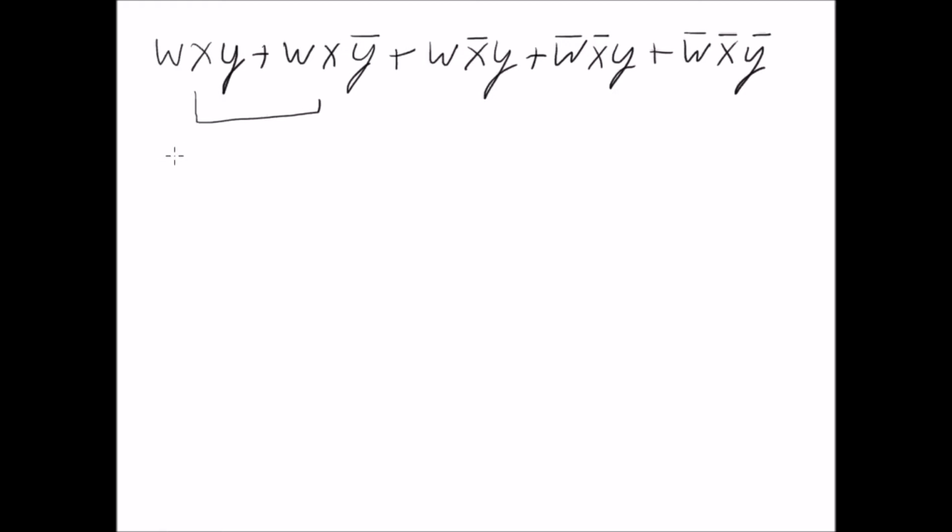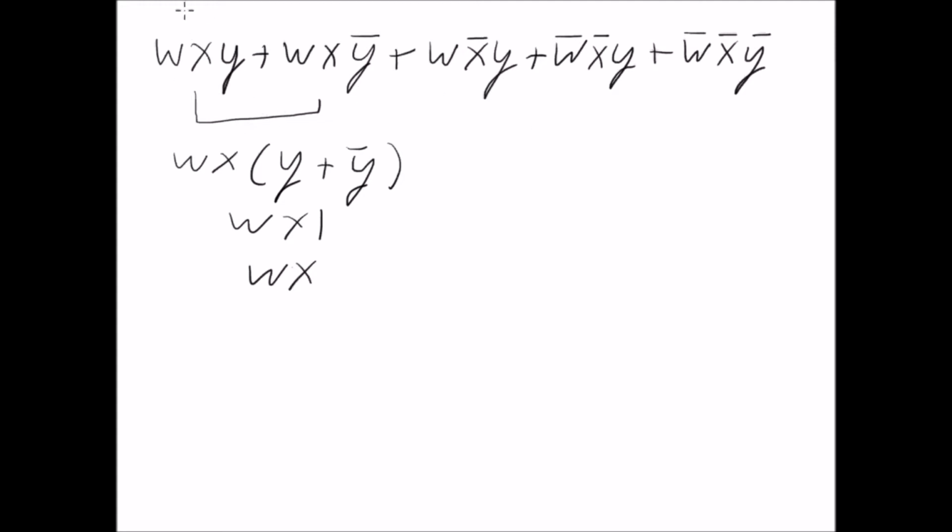Like these guys both have a WX, so I can factor out a WX, and I'm left with a Y and a not Y, which of course, Y or with not Y is just 1. So this becomes 1 ANDed with WX, which is just WX. So the first 2 terms just simplify to WX.